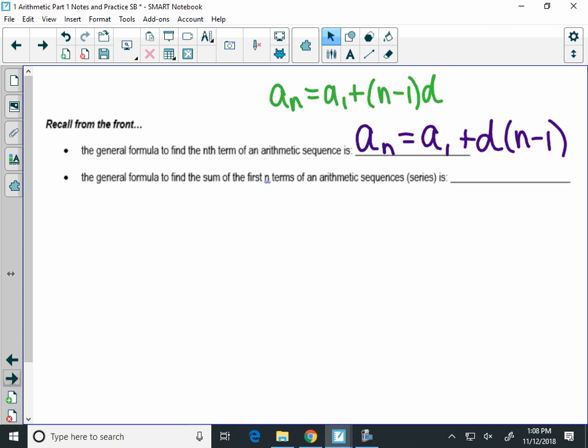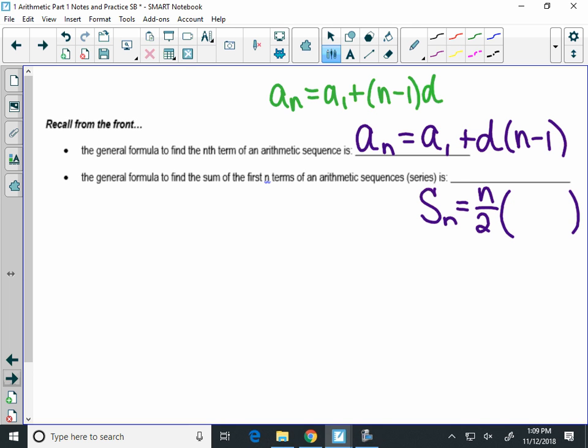We're going to use that one a lot. That's what we're going to start with today. And then we're going to go to the series formula. That's your S sub n, the sum. Sum is your series. And the formula here was that n over 2 times A sub 1 plus A sub n. We're going to do that in a little bit. We're going to start with the top formula, make sure we understand the top one, and then we'll go down to the next one.